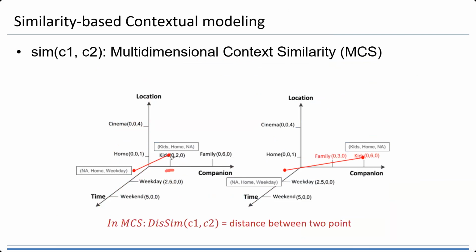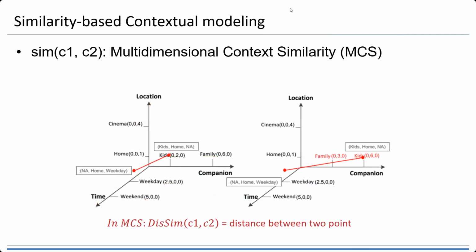Okay, so 0, it means the location is 0 in this case. And then another 0 is the time. And then I put a value 2 if we go with kids. If I go with family, the value is small. It is 6. If it is on weekend, the value is 5. If it is on weekday, the value is 2.5. So the other is 0, 0, 0.